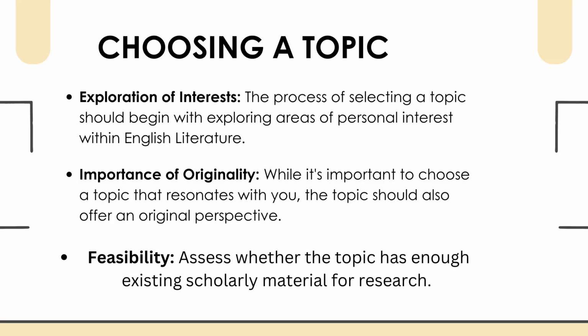Number 1. Choosing a topic. Exploration of interest. The process of selecting a topic should begin with exploring areas of personal interest within English literature. You might consider literary genre, for example, poetry, drama, fiction, historical periods, for example, romanticism, modernism, literary movement, for example, postcolonialism, feminism, or specific authors like Virginia Woolf, James Joyce.